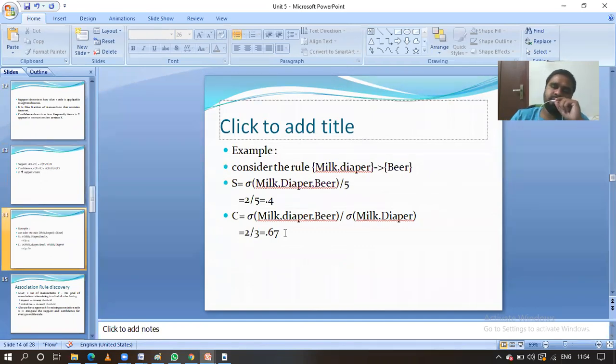What is the use of this support and confidence? We use them to calculate the strength of the association rule. Where is the association rule here? Milk comma diaper tends to beer, that is the association rule. For that we have calculated the support and we have calculated the confidence.